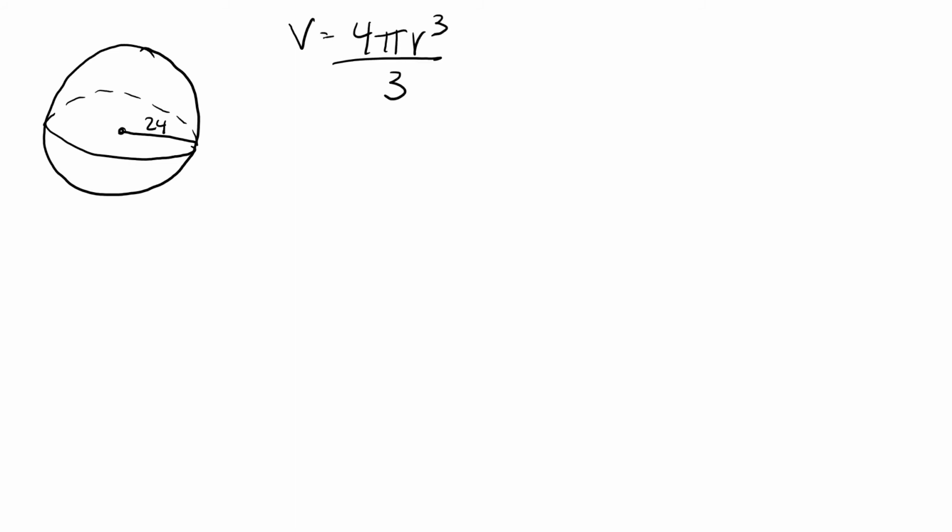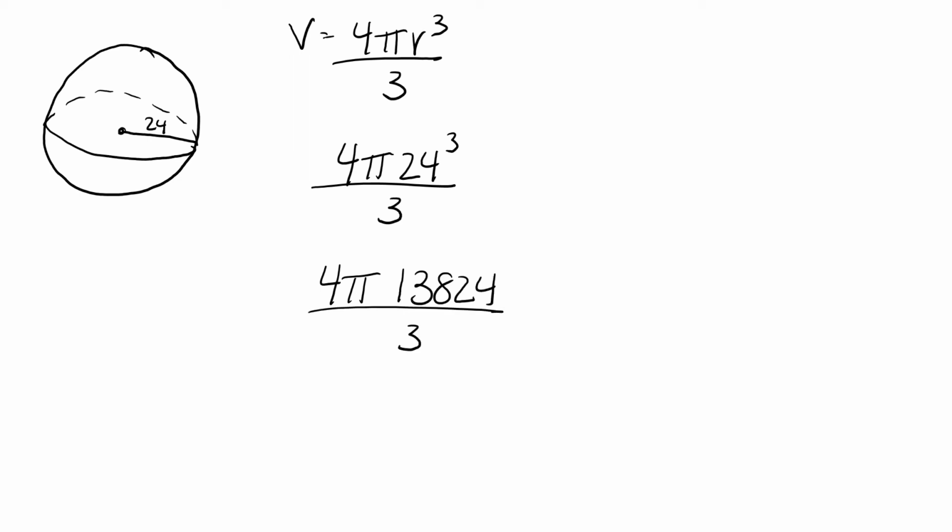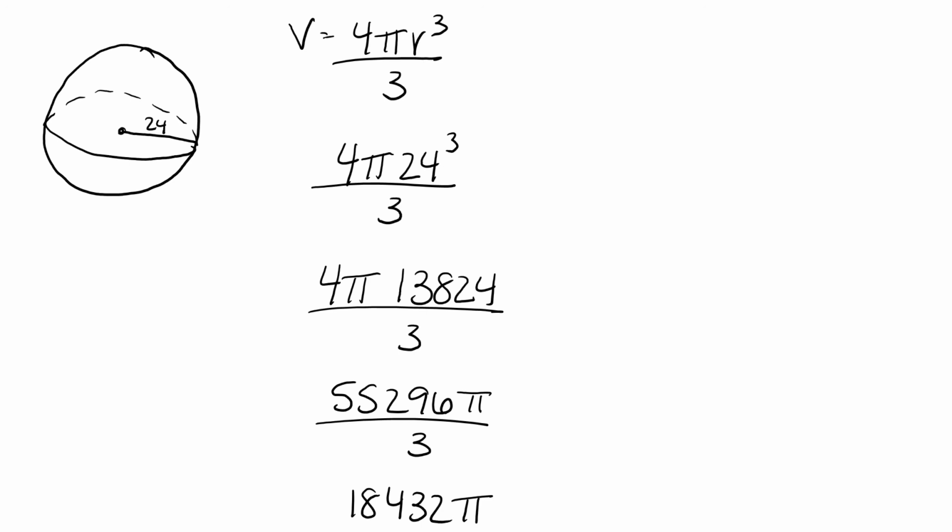For our last problem, we have a sphere, and our sphere has a radius of 24. We use our formula, 4 pi r to the third power divided by 3. We plug in our radius, 24. We solve the exponents first. 24 to the third power gives us 13,824. We multiply that answer by 4 to get 55,296. We divide that value by 3 to get 18,432, and then we multiply by pi.